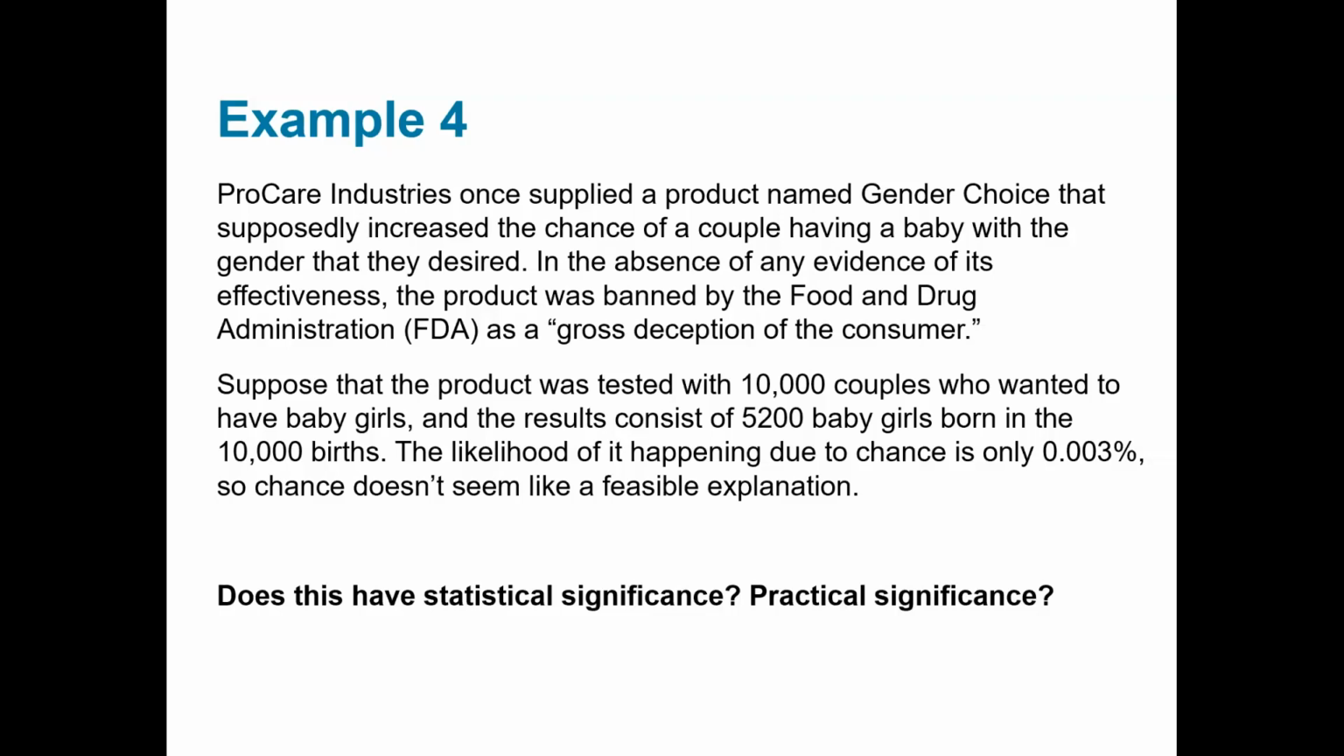Pro Care Industries once supplied a product named Gender Choice that supposedly increased the chance of a couple having a baby with the gender they desired. In the absence of any evidence of its effectiveness, the product was banned by the FDA. Suppose that the product was tested with 10,000 couples who wanted to have baby girls, and the results consist of 5,200 baby girls born in the 10,000 births. The likelihood of that happening just due to chance is only 0.003%, so chance doesn't seem like a feasible explanation. Does this have statistical significance and practical significance?